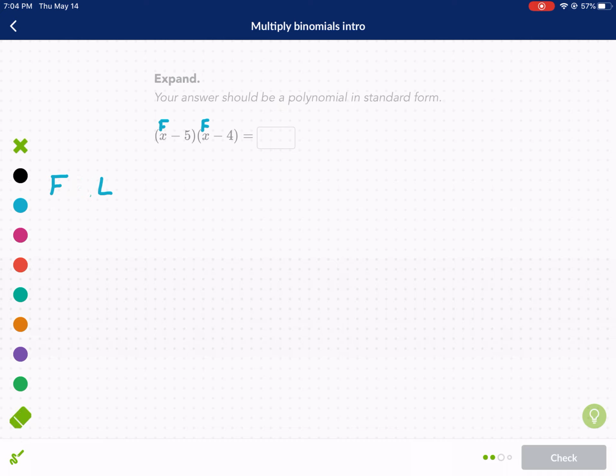So I'm going to do first, and then we have the outside terms. I'm putting an O by the outside terms. Then we have the inside terms. I'm going to put an I by the inside terms. And then I have the last terms. And these are the last terms.